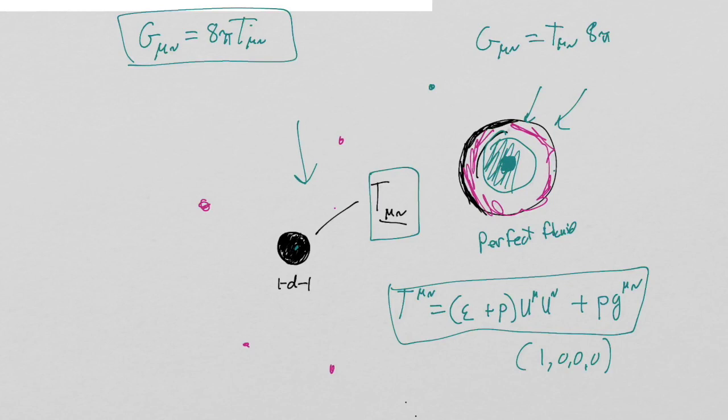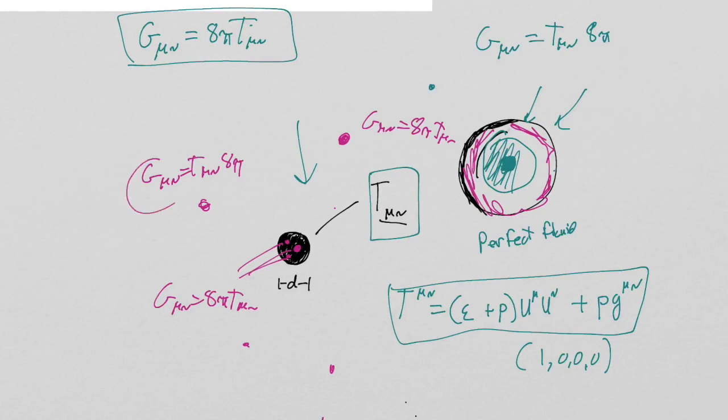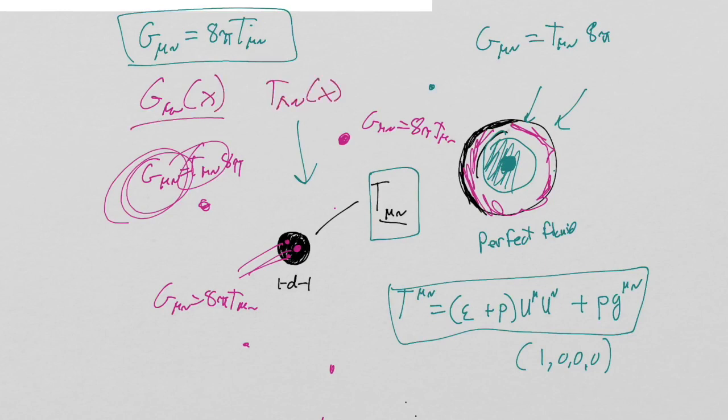At this point in space-time, G mu nu equals 8 pi T mu nu. And at this point in space-time, G mu nu equals 8 pi T mu nu. And indeed, at this point, and this point, and this point, at each of those 3 points, G mu nu equals 8 pi T mu nu. The point being, obviously, these are tensors on the space-time. G mu nu is a function on the space-time. T mu nu is a function on the space-time.